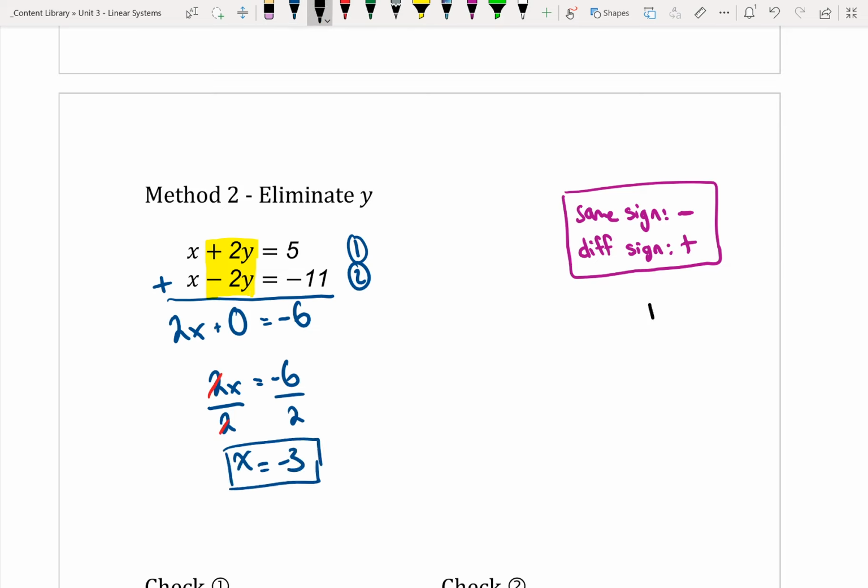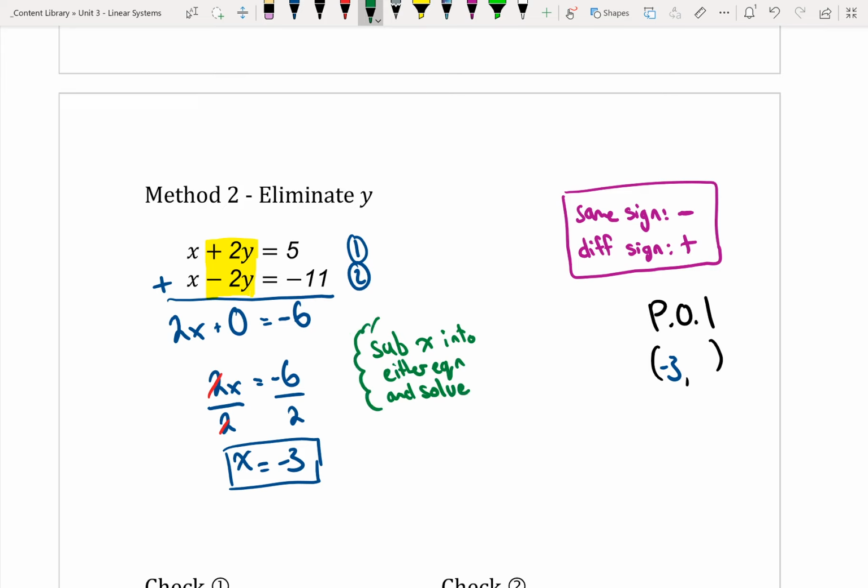Again, remember our goal is to find our point of intersection, which is a point. And in this case, we now know that x is -3. We still need to find the y value. So like we did last time, we need to sub this value in. We need to sub x this time because we found x first. Sub x into either equation and solve. Same thing we did last time, except we're subbing in x because that's the value that we found this time because we eliminated y first.